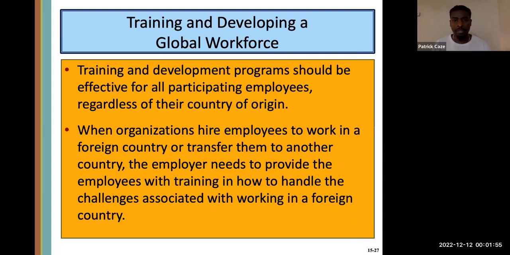When I told you I was in the Marine Corps for a while, we get sent overseas to different countries on a regular basis, okay, on a day-to-day basis. And so, we go into a foreign country for the first time, it's shocking, and definitely getting some training prior to going would have been helpful.